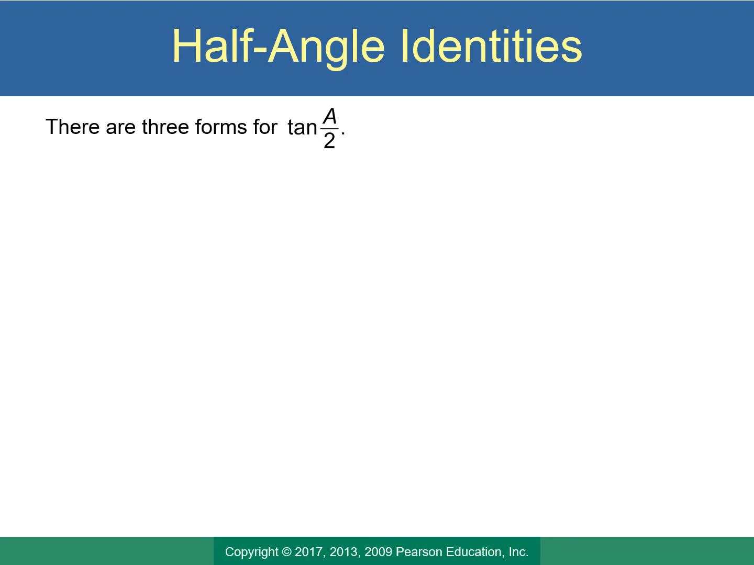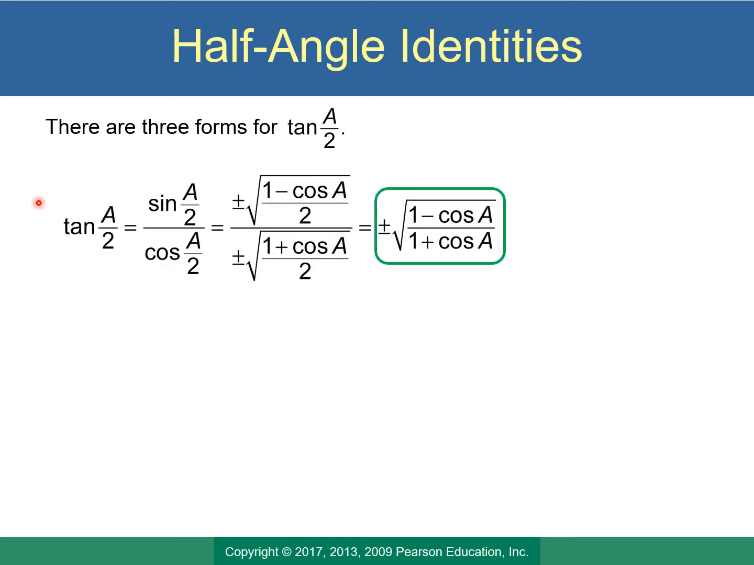Now our half angle identity for tangent, there's actually 3 of them. Tangent of half of an angle, or a over 2, the first version just requires that we have our two results that we just found, sine of a over 2 divided by cosine of a over 2, since tangent is the quotient of sine over cosine. We fill in those quantities and then simplify to get our first version of tangent of a over 2.